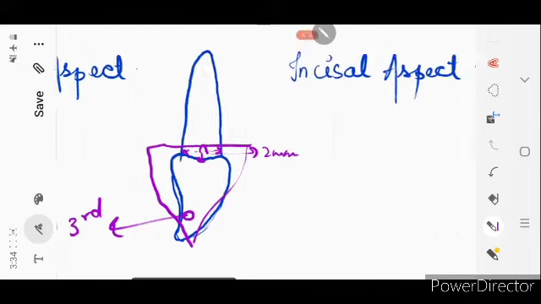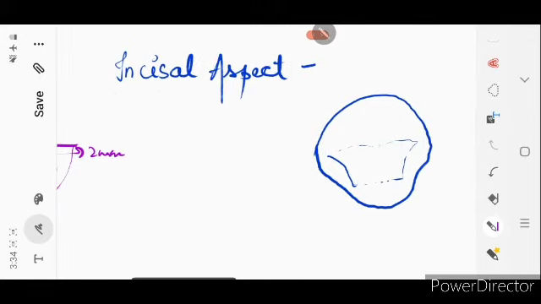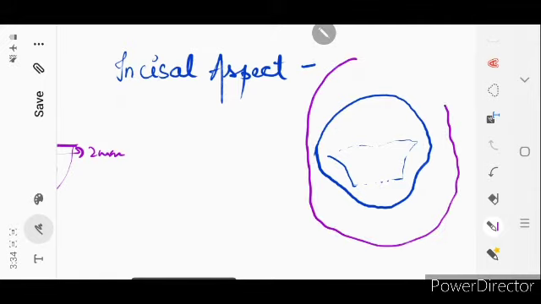Okay, now let's talk about the incisal aspect. As we have read, the incisal aspect of the central incisor was triangular in shape. Here it is oval in shape. This is the labial side, this is the lingual side.